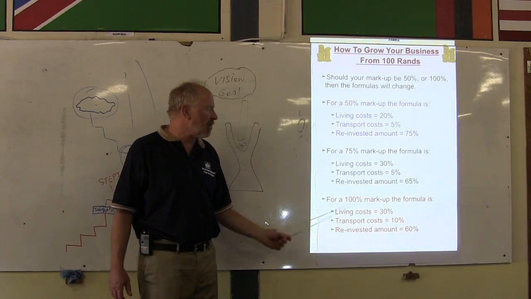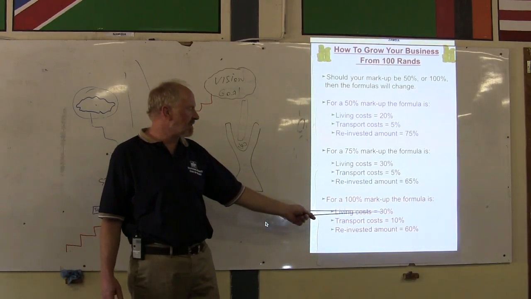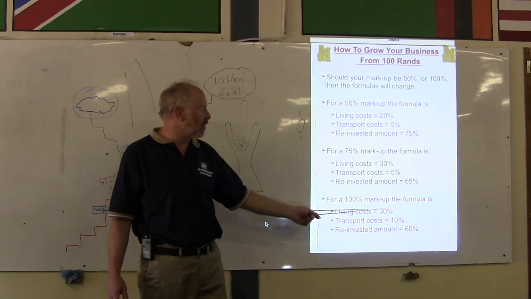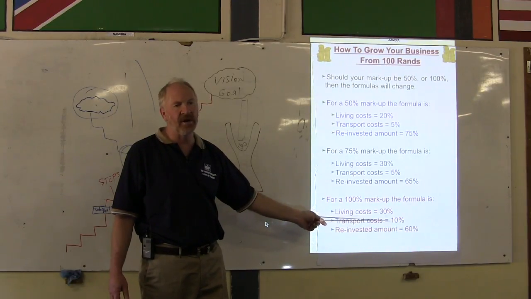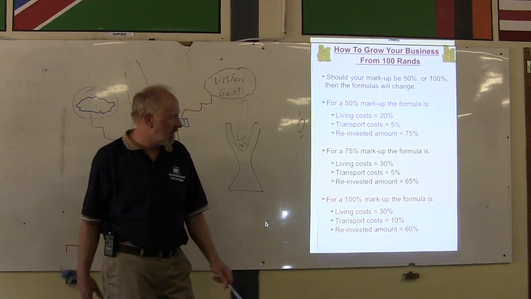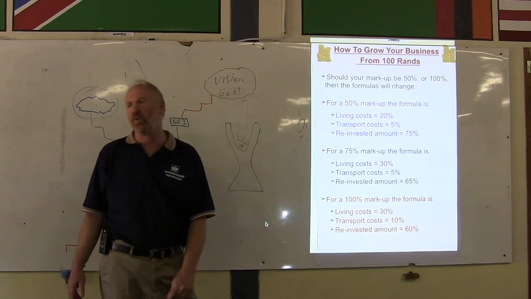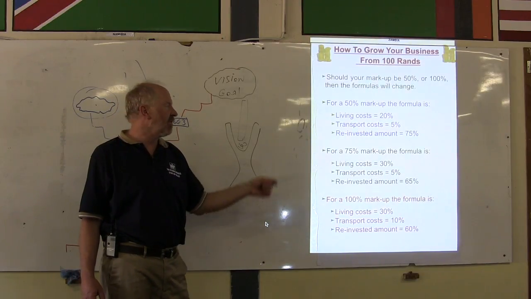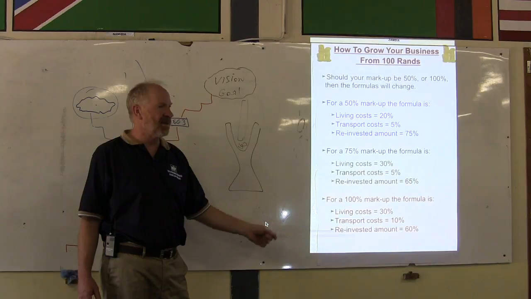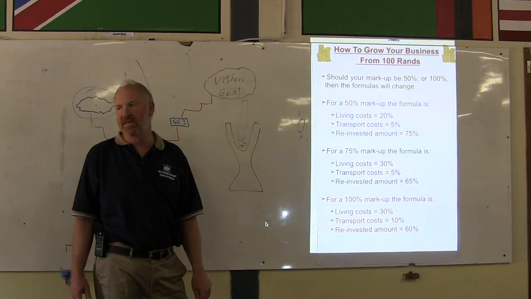And on a 100% markup, 30%, 10% or 35% living costs, 5% transport, 30% living costs, 10% transport, doesn't matter. But the reinvested amount is all important, 60%. If you follow this, I can guarantee you, your business is going to grow.